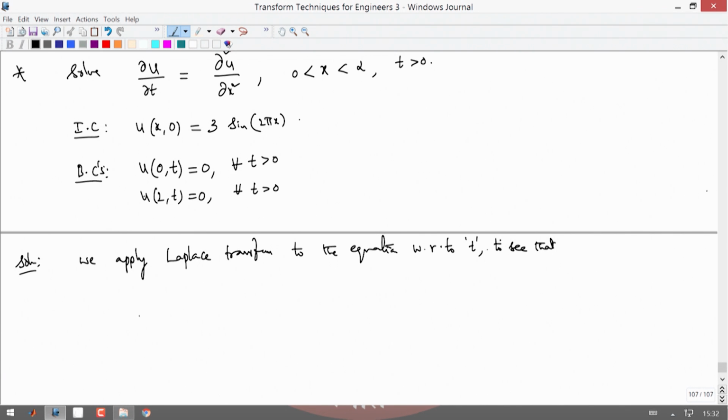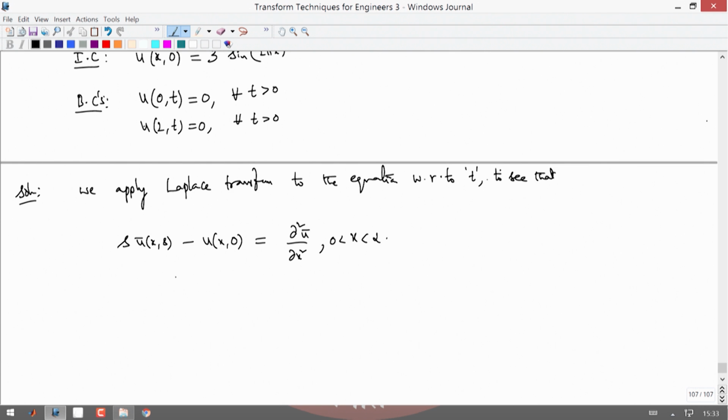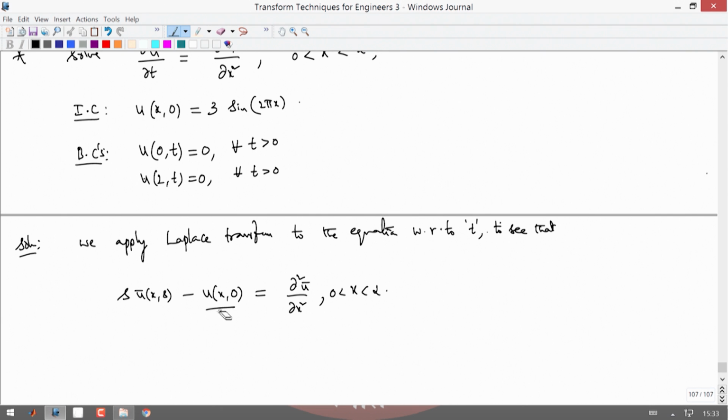Then what we see is that ∂u/∂t becomes s ū(x,s) minus u(x,0). This is equal to, now we can apply this ∂²/∂x², that is simply ū(x,s). So, this is the equation, with x between 0 and 2. I already applied the initial condition, so you can apply it now.